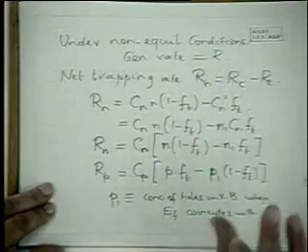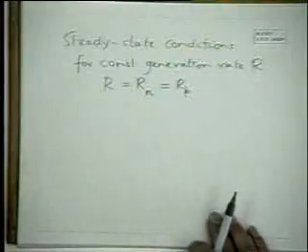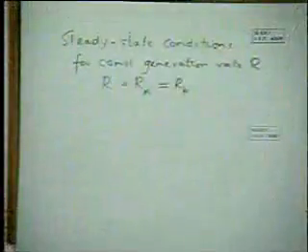We have, for example, light being shone on the semiconductor, excess electrons and holes are created. N0 goes to N0 plus delta N, P0 plus delta P. But then if the generation rate increases, the recombination rate also increases. And we have a new steady state, okay, with this condition, R is equal to Rn is equal to Rp.